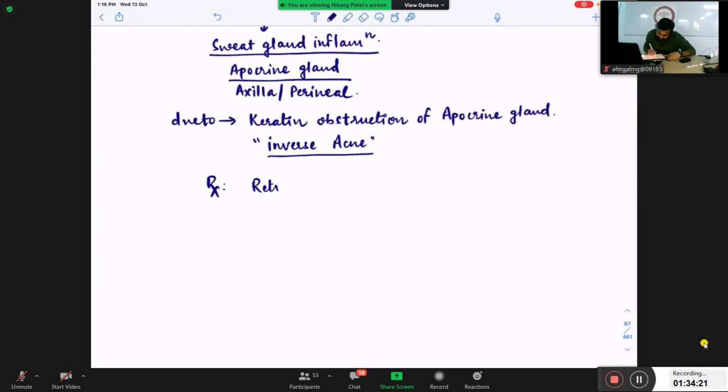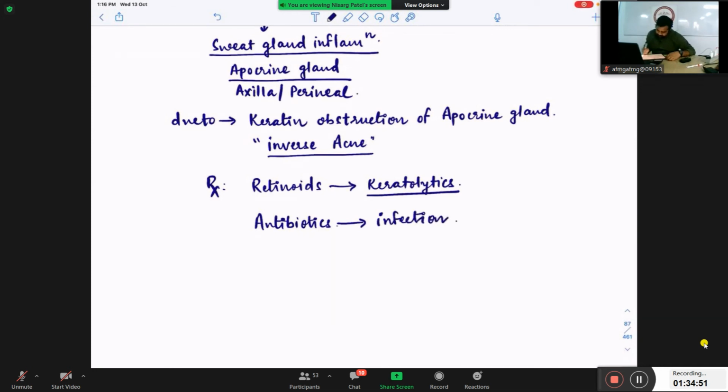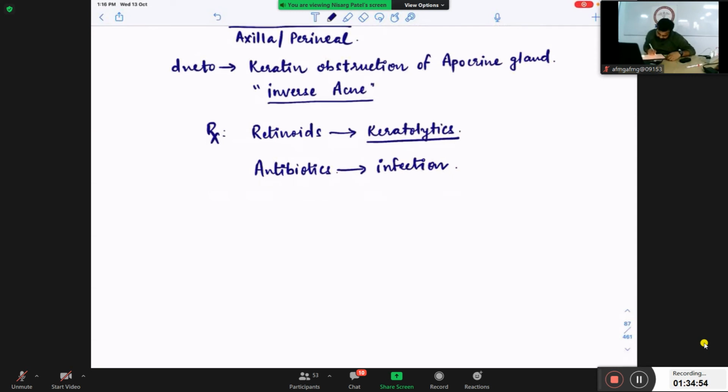Treatment is, that is why, retinoids. So what is the function of retinoid? These will act as keratolytics. For the inflammation, you have to use antibiotics to treat the infection. And you have to give drainage if the abscess is large.